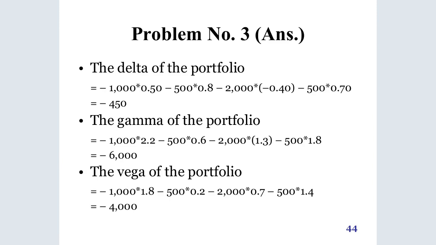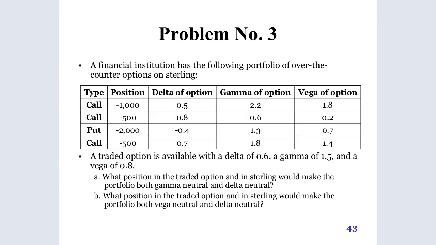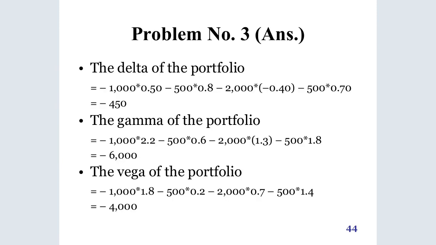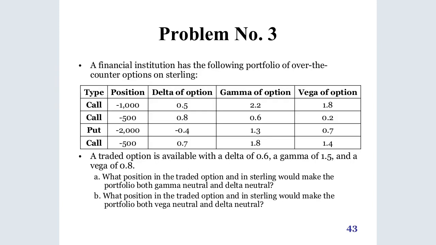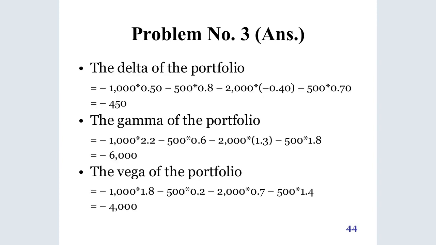I first find out the delta of the portfolio. This is my existing position. What is the delta of the portfolio? I know minus 1000 into 0.5, minus 500 into 0.8, minus 2000 into minus 0.4, minus 500 into 0.7, and add them up. When I add them up, that gives me a delta of minus 450.